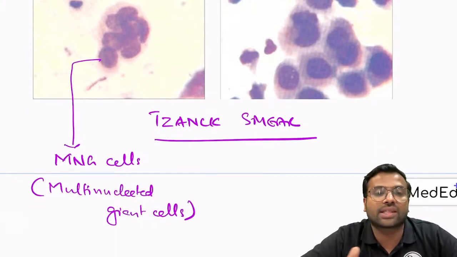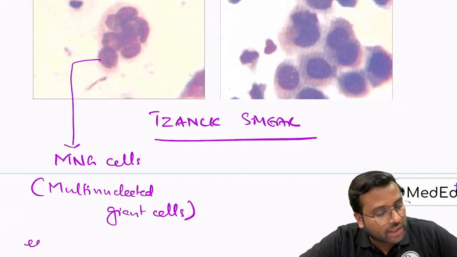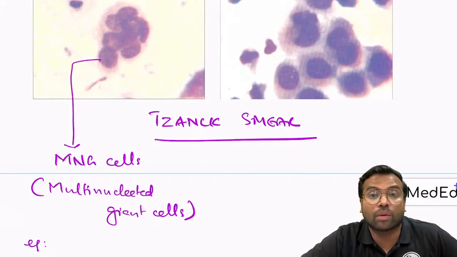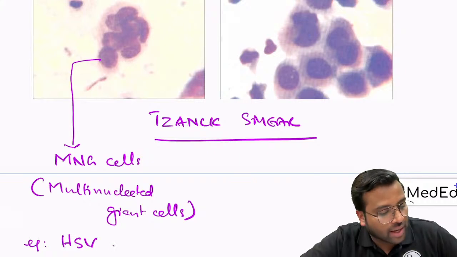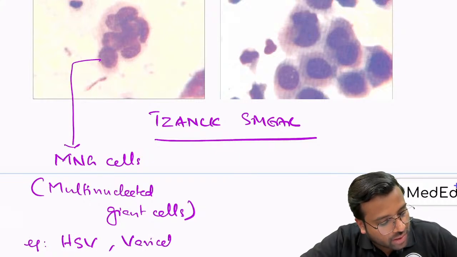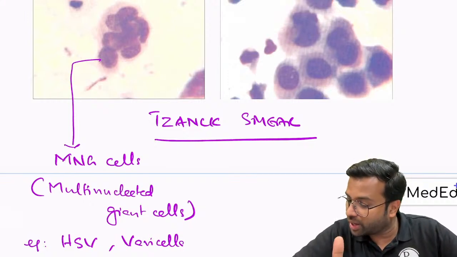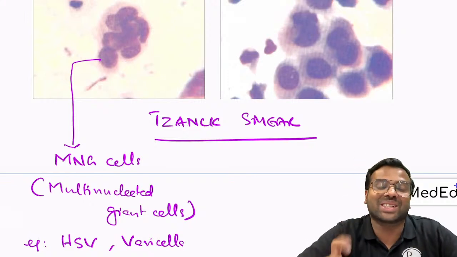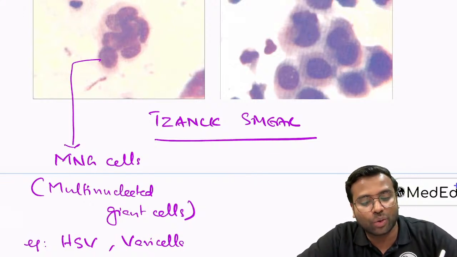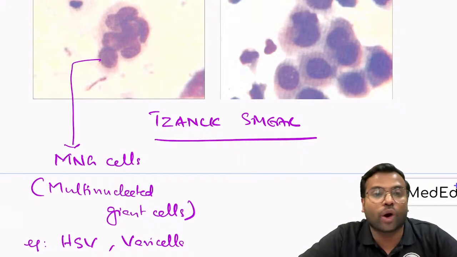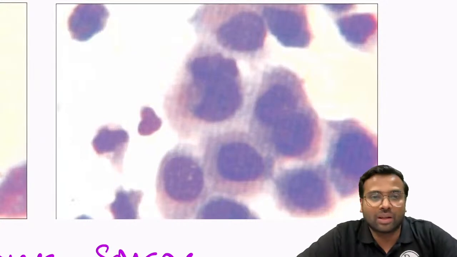Now, why does this investigation become important? It is because multi-nucleated giant cells can be seen in some of the infections like herpes simplex virus infection as well as in varicella infections. So yeah, excellent. So very good guess. So this is going to be multinucleated giant cells. Now that you know about multinucleated giant cells, let me ask you, what do you see on the right side of this image?